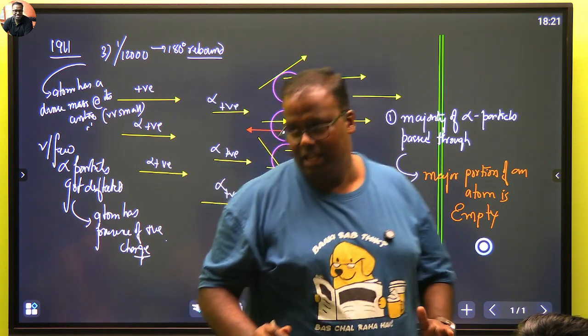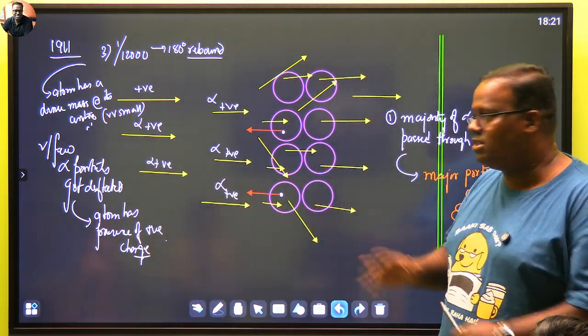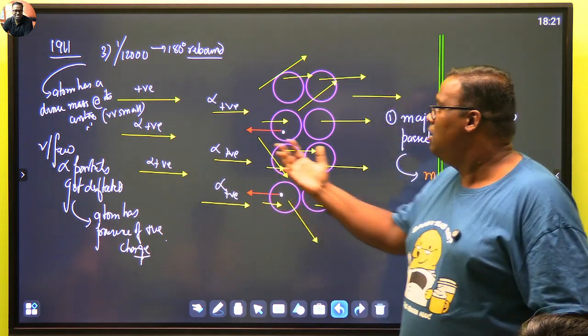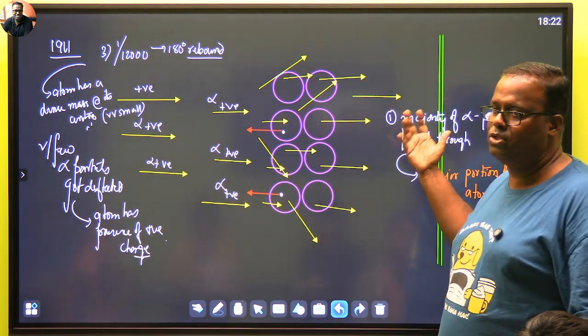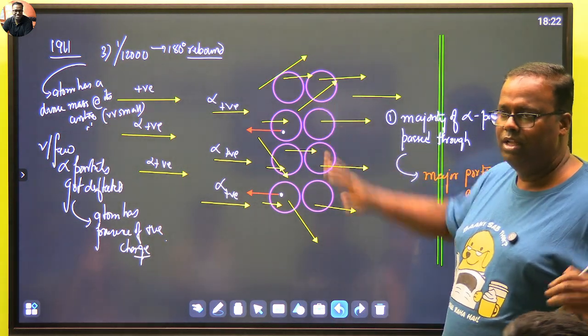He further said, yeah, this was his finding. After this, we will come to Rutherford's model of the atom. So do you find what is Rutherford's finding? The first finding is majority of the alpha particles pass through. So Rutherford came with this finding. This is the experimental finding. Theory is what?